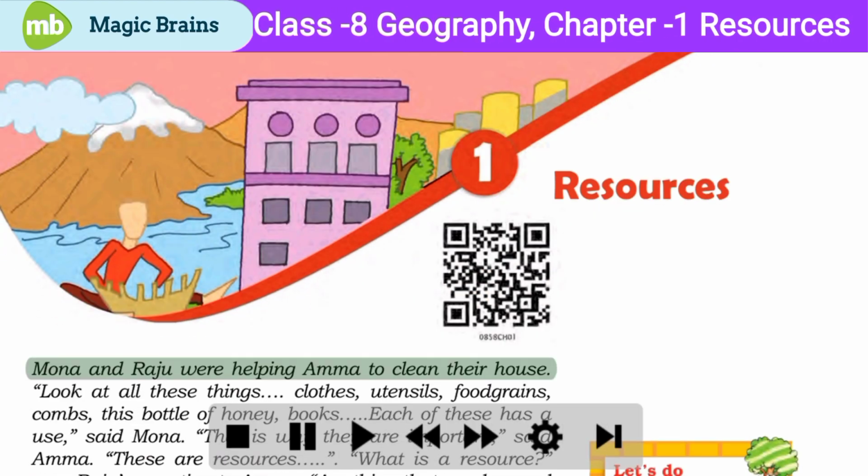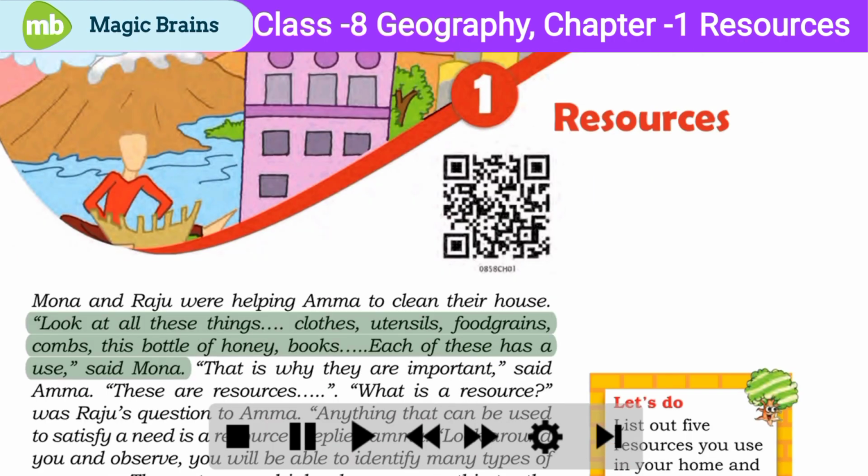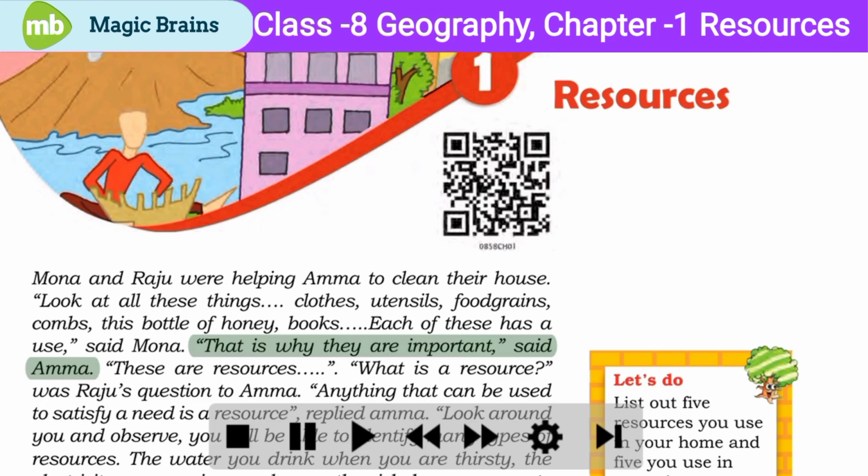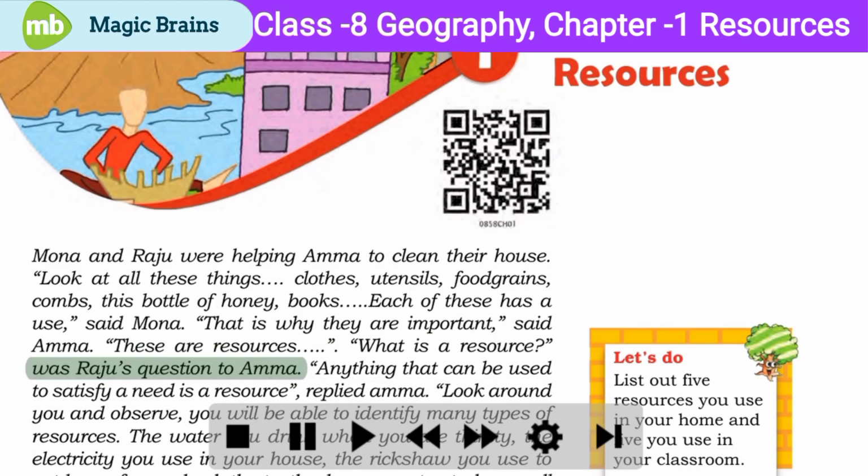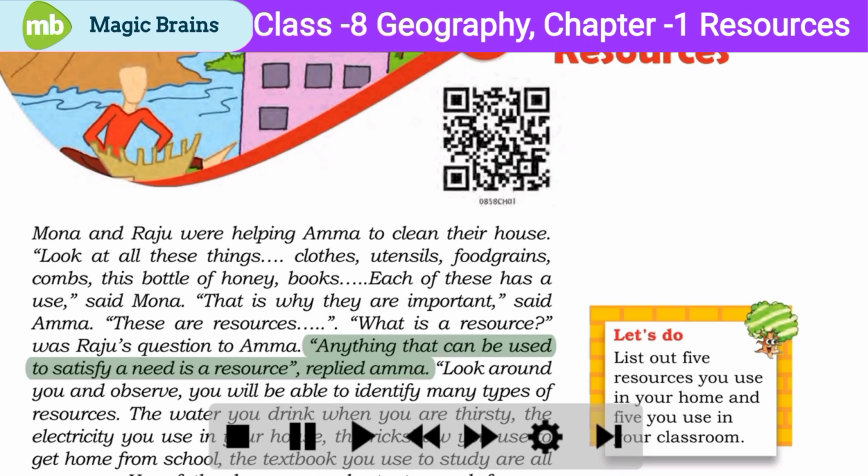Mona and Raju were helping Amma to clean their house. Look at all these things: clothes, utensils, food grains, combs, this bottle of honey, books. Each of these has a use, said Mona. That is why they are important, said Amma. These are resources. What is a resource? was Raju's question to Amma. Anything that can be used to satisfy a need is a resource, replied Amma.